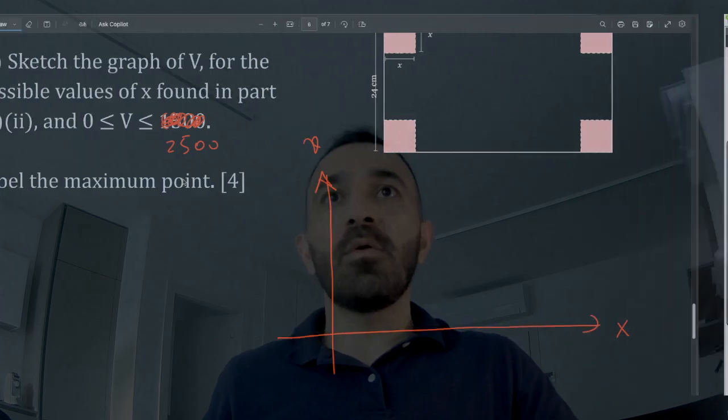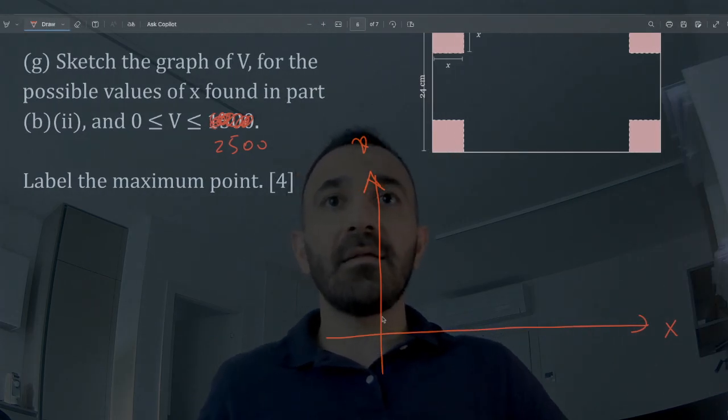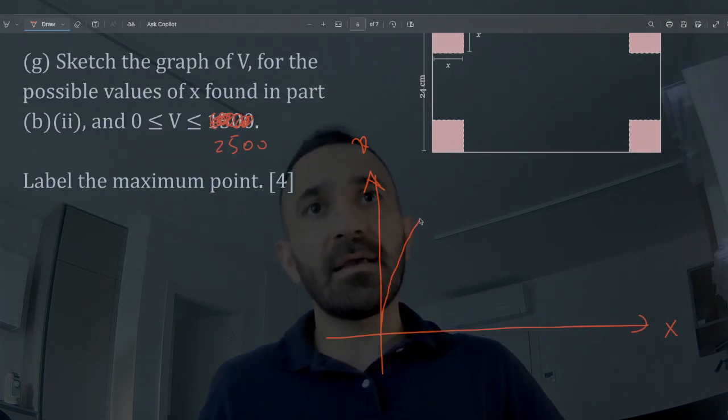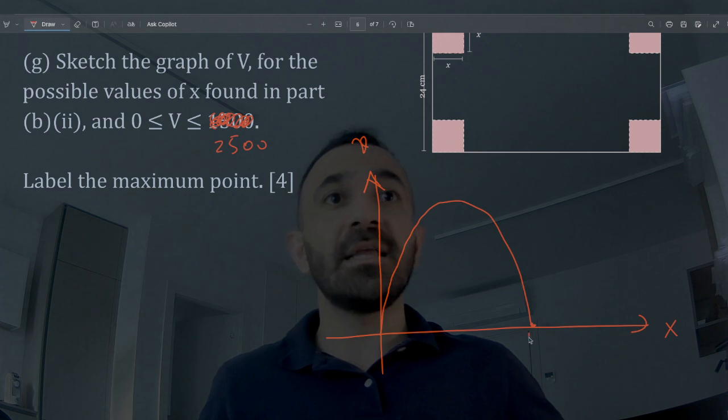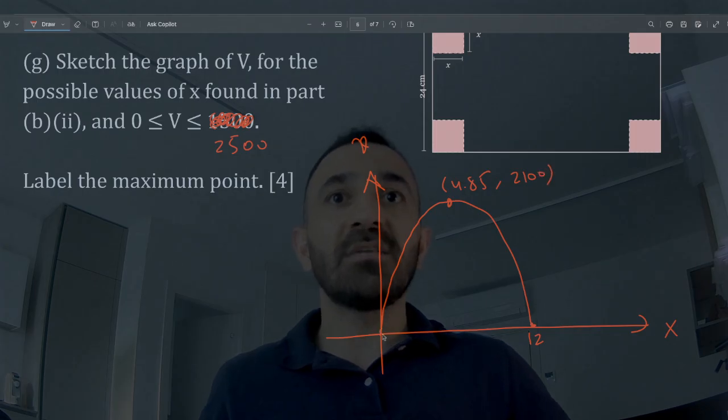Now let me go and sketch it. My function has a form like this. The rest of this function we are not interested in. This point is 12, this point is 4.85 with 2100, and this point is 0.